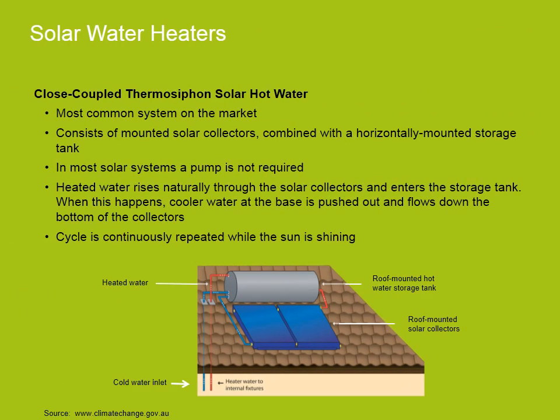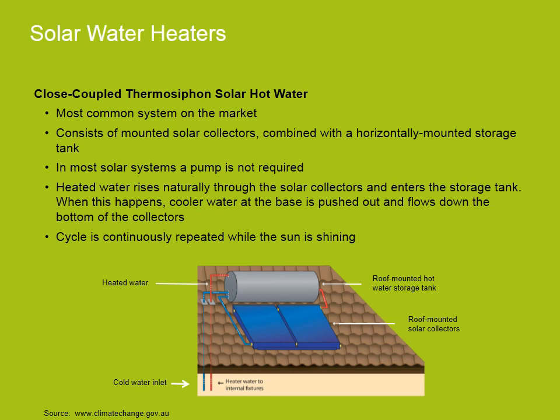The close-coupled thermosiphon solar hot water system is the most common system on the market. It consists of mounted solar collectors combined with a horizontally mounted storage tank immediately located above these collectors. In most solar systems, a pump is not required. Heated water rises naturally through the solar collectors and enters the storage tank.